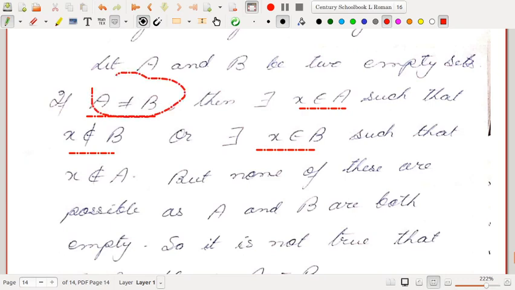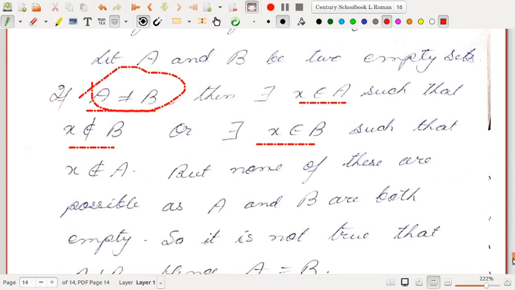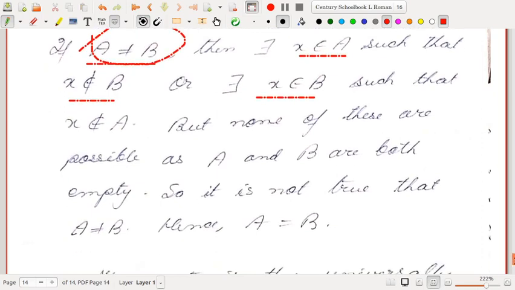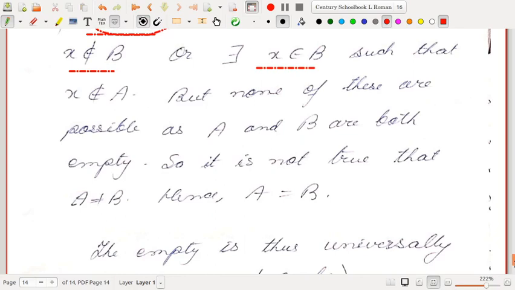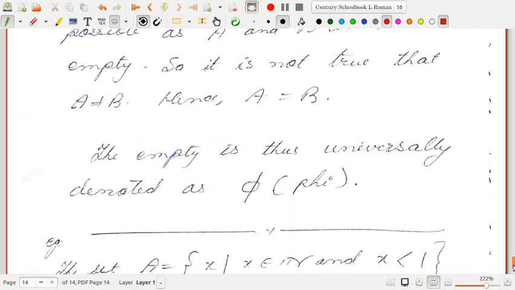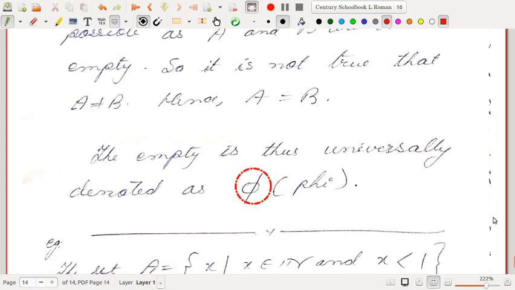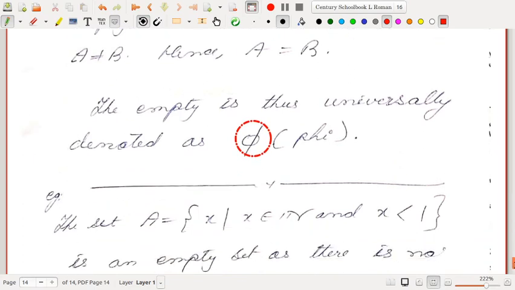If A is not equal to B, we need to find at least one element inside A which is not in B, or at least one element in B which is not in A. But that is not possible. Nobody can find one. That means we have to agree that the sets A and B are equal. So any two null sets are equal. The empty set is thus universally denoted by the symbol phi, which is a Greek symbol.